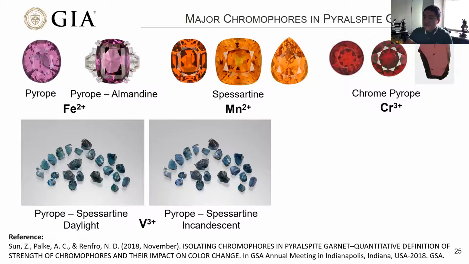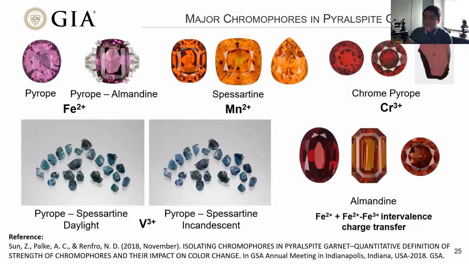The vanadium concentration is usually low in pyrope, but there is one type of deep blue-green pyrope-spessartine containing a very high amount of vanadium that dominates the color of the stone. They exhibit a color shift, showing blue-green under daylight and blue under incandescent light. Many deep red, orange-red, or reddish-orange almandine colors are attributed to a combination of iron 2+ and iron 3+ charge transfer. Iron 2+, iron 3+ charge transfer causes a strong orange color component in pyrope garnet.